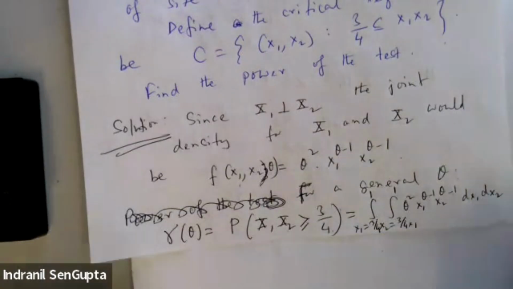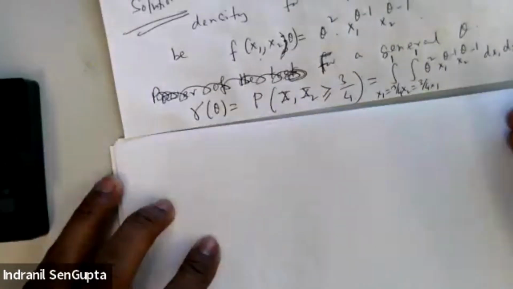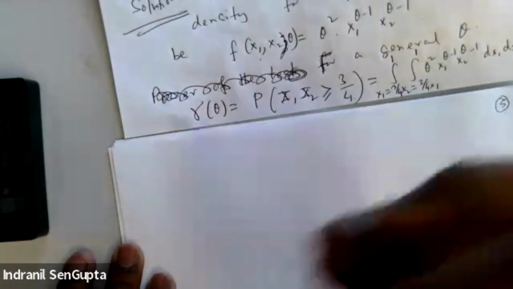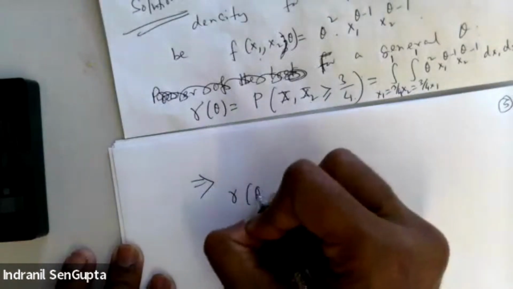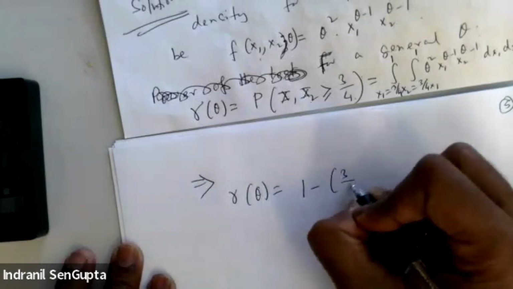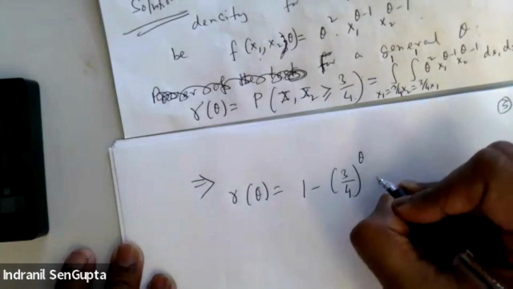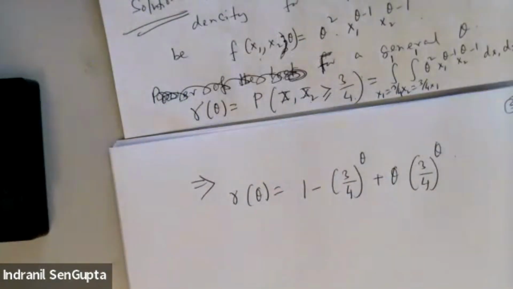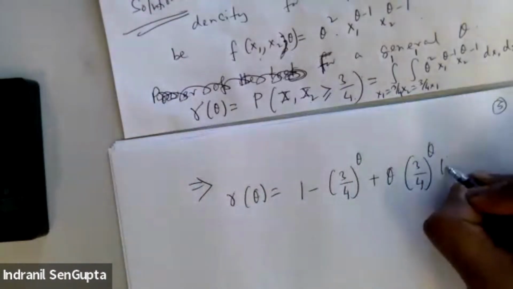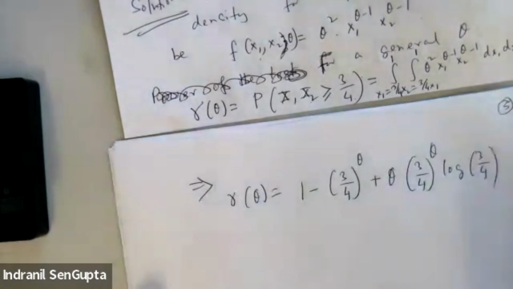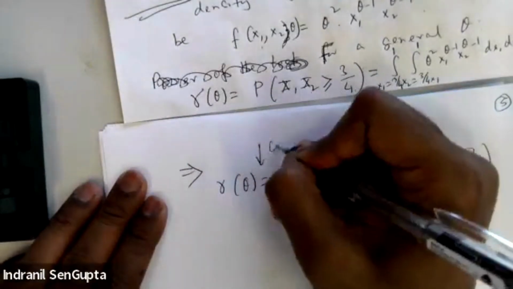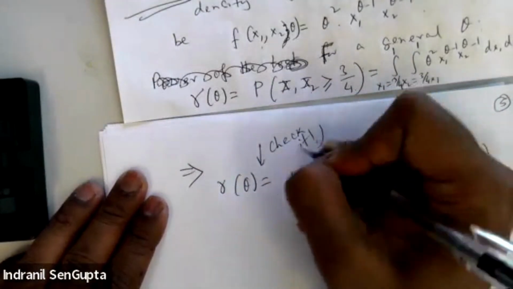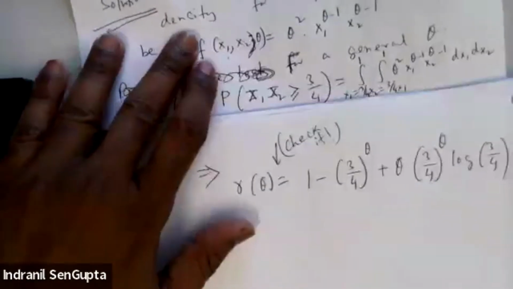I'll skip this computation and simply write the final result. After some computation, this gives gamma of theta equals 1 minus 3/4 to the power of theta plus theta times 3/4 to the power of theta times log of 3/4. You can check, it's just the integration of this one.